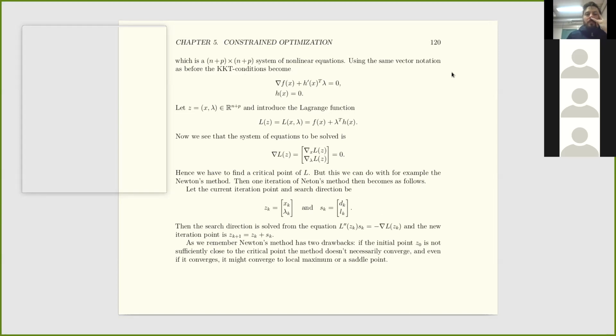equation, in a way that we are looking for a point where h of x is 0, obviously, where h of x is the vector of all the equality constraints. Then the KKT condition itself becomes that the gradient of f plus the derivative of h times lambda is 0. The derivative here consists of the gradients of the different h functions, because each h function is from R^n to R, so its derivative can be thought of as a gradient.